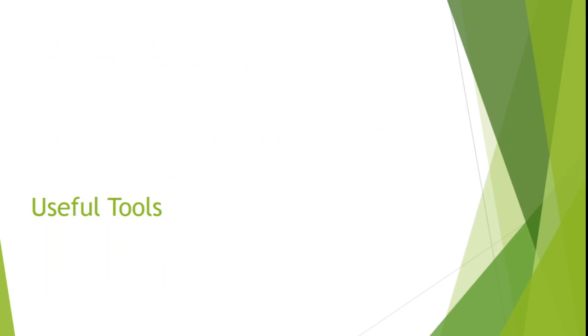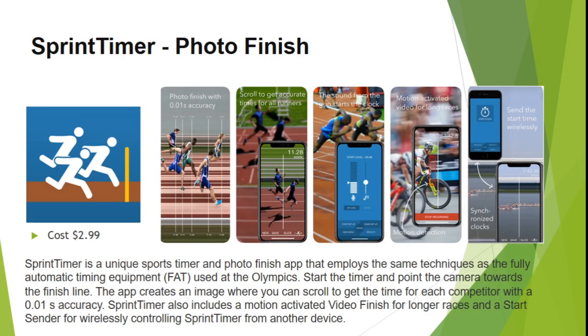So some useful tools. So Sprint Timer, Photo Finish. This is pretty cool. If you're doing any track work, 100-meter dash, basically what you do is this app will allow you to do a photo finish for these. So that first slide there where there's 1, 2, 3, 4, 5 individuals, it'll record their time and their ending finish. So the photo finish, which is pretty cool to share with students.